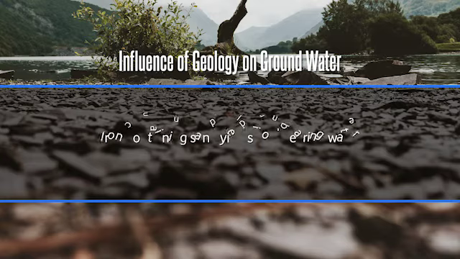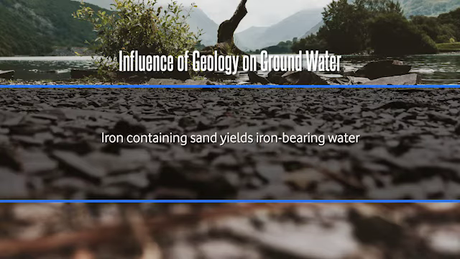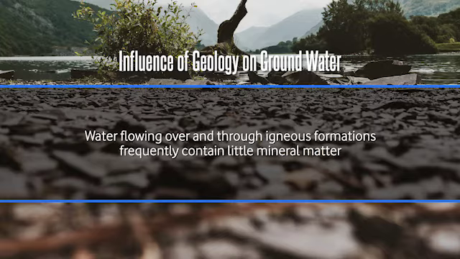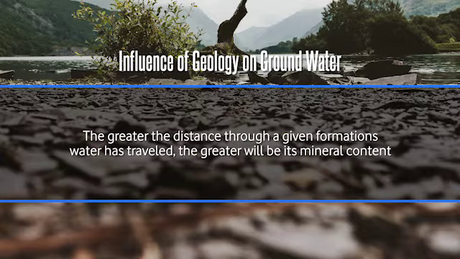Iron containing sands yield iron bearing water. Water traversing limestone strata usually contains a good concentration of these limestone minerals. Water flowing over and through igneous formations frequently contains little mineral matter. The greater the distance through a given formation water has traveled, the greater will be its mineral content.